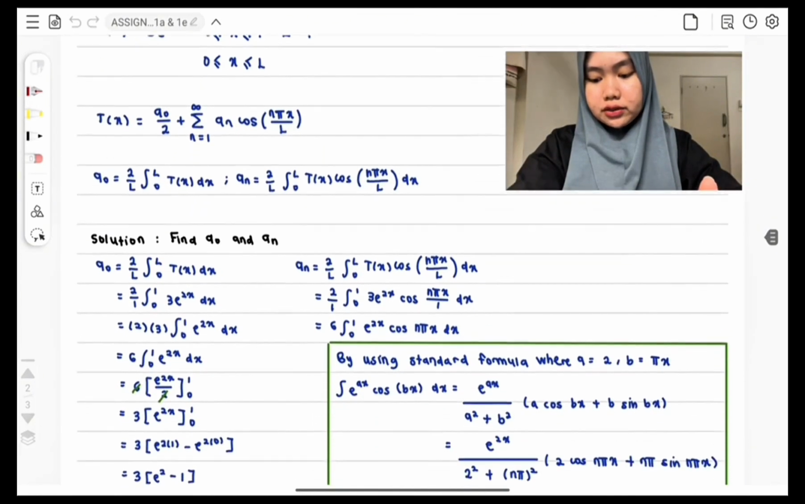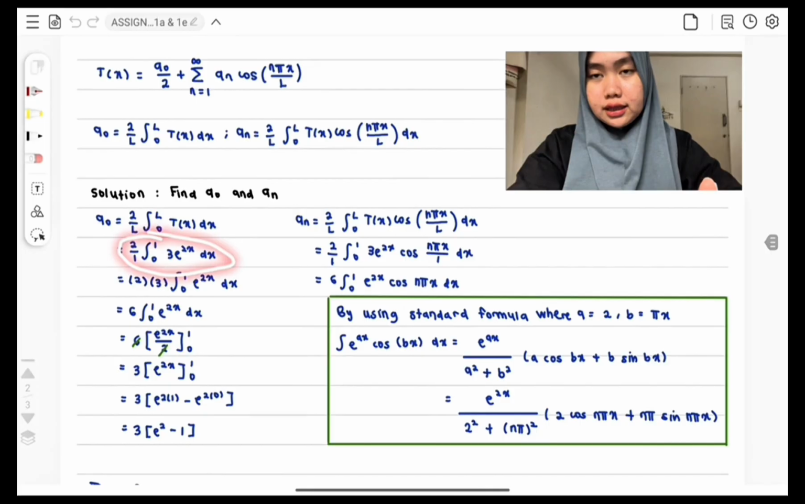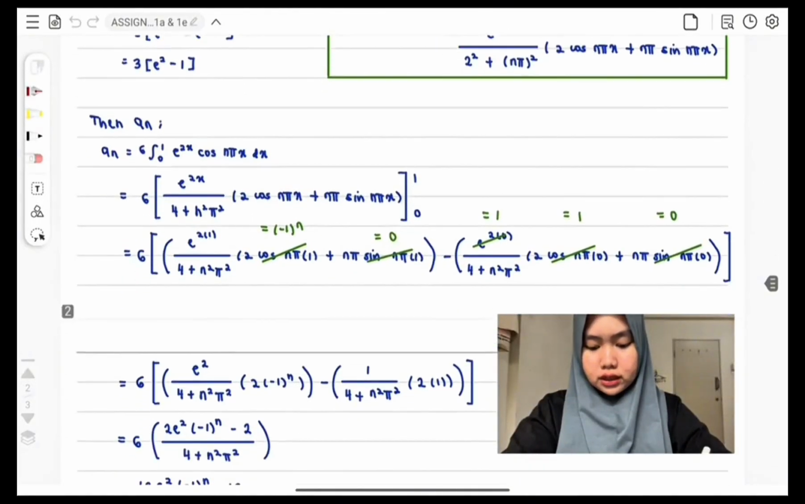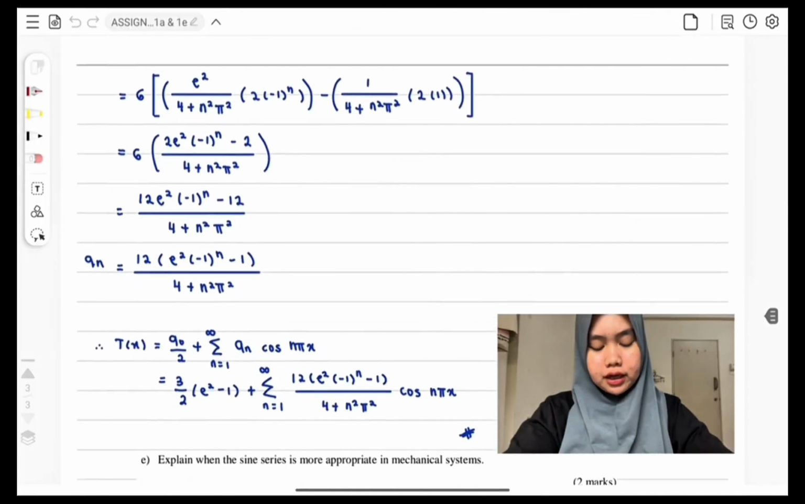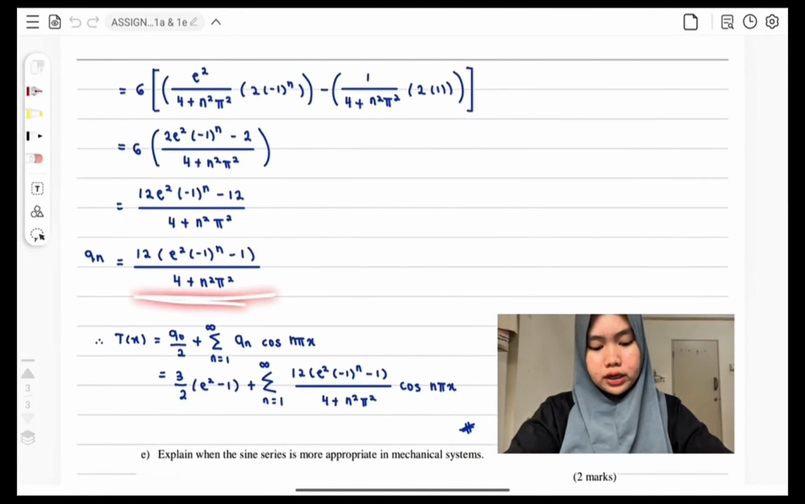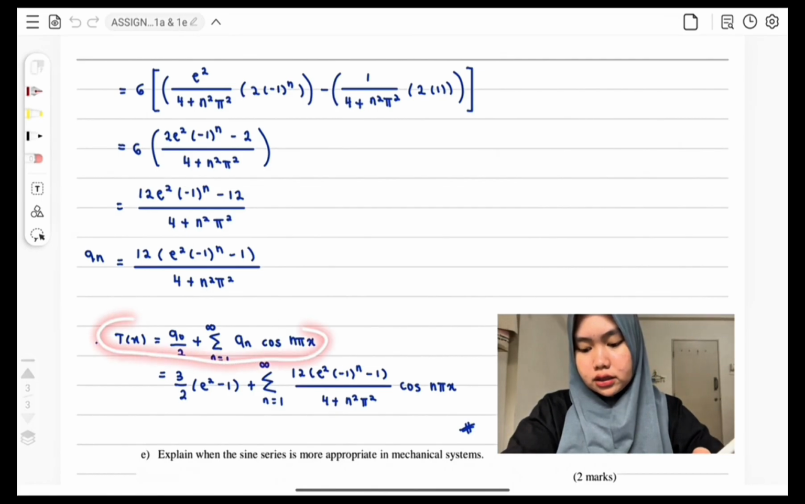First, we calculate a naught by integrating T(x) over the interval from 0 to 1. This gives a naught equals 3 multiplied by e^2 minus 1. Next, we determine a n using the cosine coefficient formula, applying the standard integral for e^(ax) cos bx and evaluating the limits from 0 to 1. We obtain the value of a n is 12 multiplied by e^2 multiplied by negative 1 to the power of n, negative 1, over 4 plus n squared pi squared. Substituting both coefficients into the Fourier cosine series gives the final expansion of the temperature function. So this is the final answer.